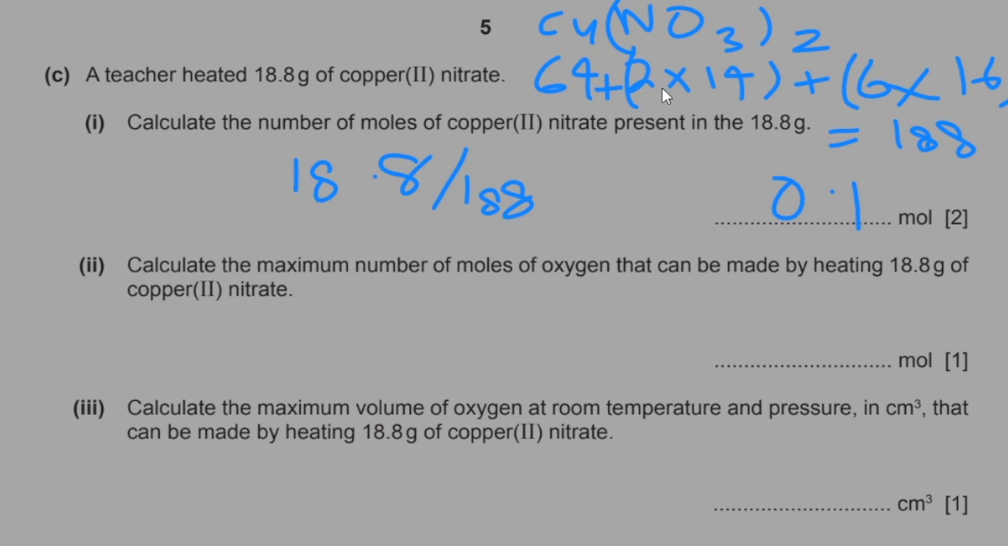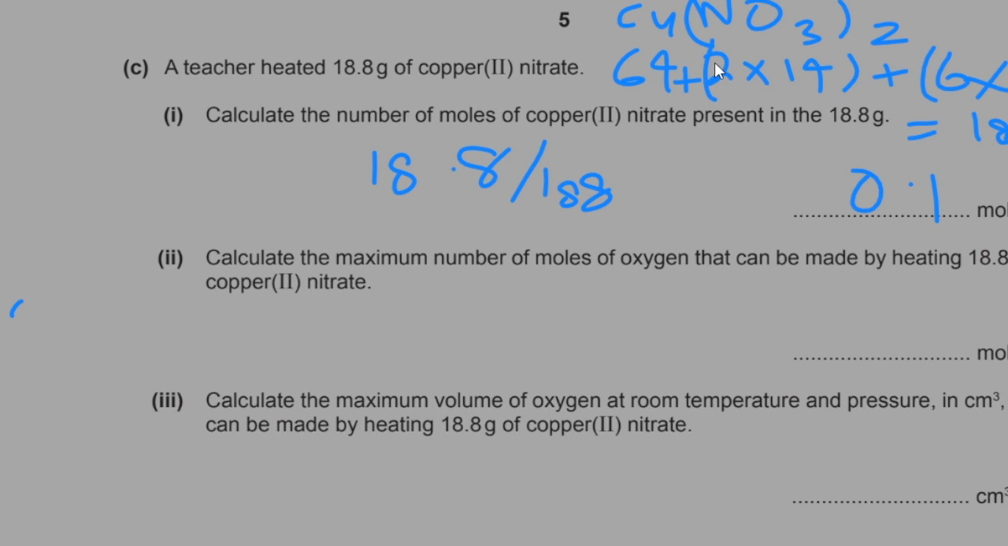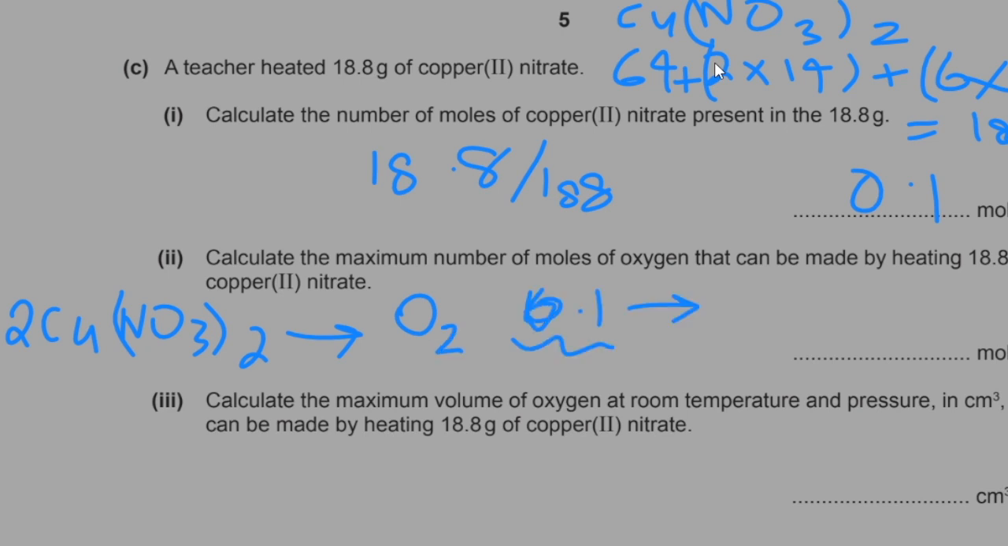Calculate the maximum number of moles of oxygen that can be made by heating 18.8 grams of copper nitrate. Alright, so this is where the equation comes into use, as the balanced equation states that 2 moles of copper nitrate gives 1 mole of oxygen. That means 0.1 moles should give 0.05, which is half of 0.1. And so this is the answer.